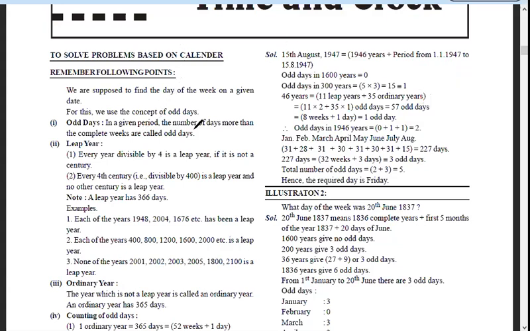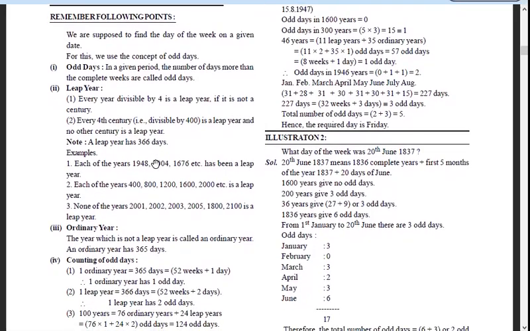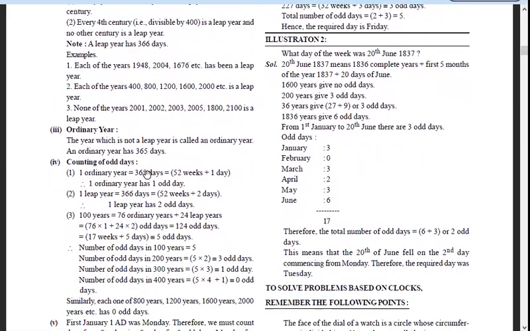So that's the first definition of odd day. An odd day is the number of days more than the complete week. That's the first concept. Second concept, leap year. I hope everyone knows what a leap year is, right? You just have to remember any one year which is a leap year. Then after that, every fourth year is a leap year. Now, a leap year has 366 days, so obviously it will have an extra odd day. Now ordinary year, we know the meaning of ordinary year, right? Now odd days, we know that, just divide it by the number of days in a week, as simple as that.